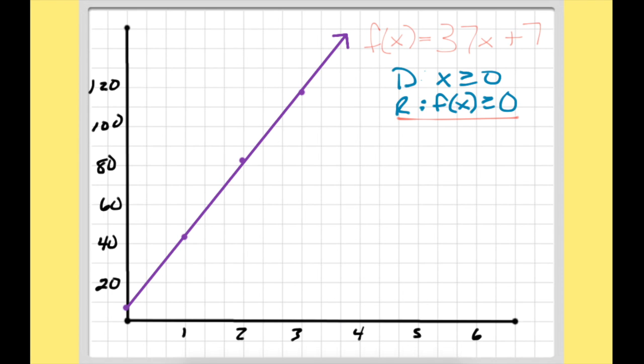Now, like I said, our range might not be accurate because we know that we want positive outputs because we can't have a negative population. But notice that the lowest value our population hits is 7. So that means our range is going to be greater than or equal to 7. So this trend follows the function for the population of wolves.